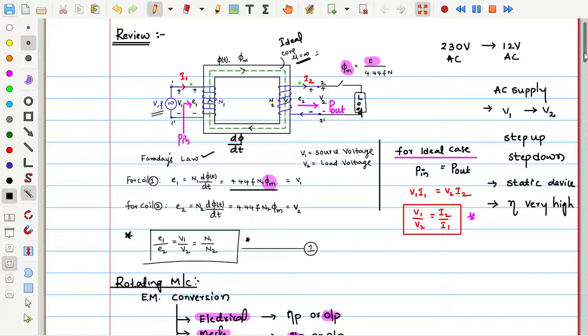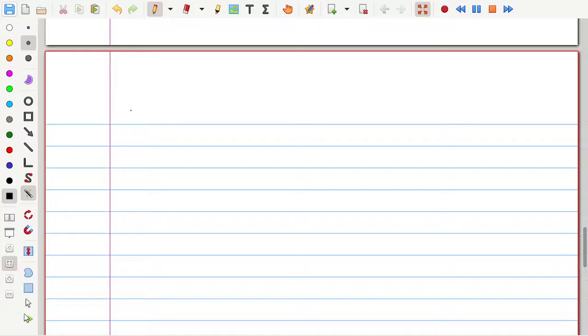But there are certain applications which require the DC system. I need the DC, or we will be dealing mostly with the DC. And the application is that we need the output voltage to be greater than or less than the input voltage. That means, like a transformer, we need to change the level of voltage in the DC system also. Why? Because the required output may be either greater than the input or less than the input.